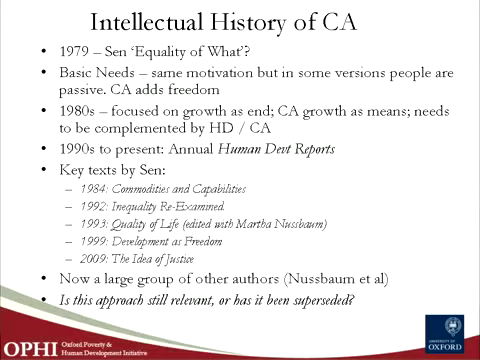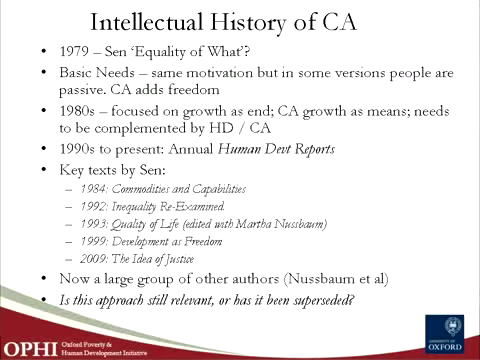The key texts by Amartya Sen, which in a sense frame this period and provide the basis of the capability approach, which also itself evolved during the time, are listed here. In 1984, there is a very brief book, very, very short and fantastic. So if you haven't read it, I would recommend it, on commodities and capabilities, which is a lucid and simple presentation of the approach as it was at that time.